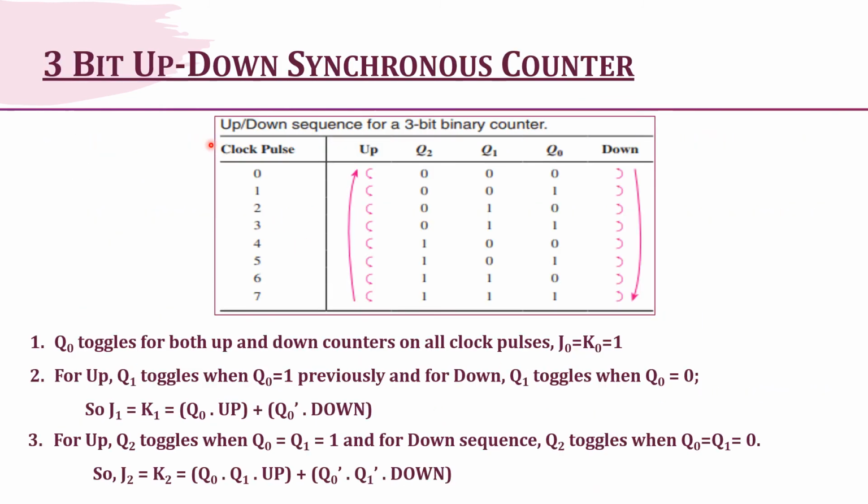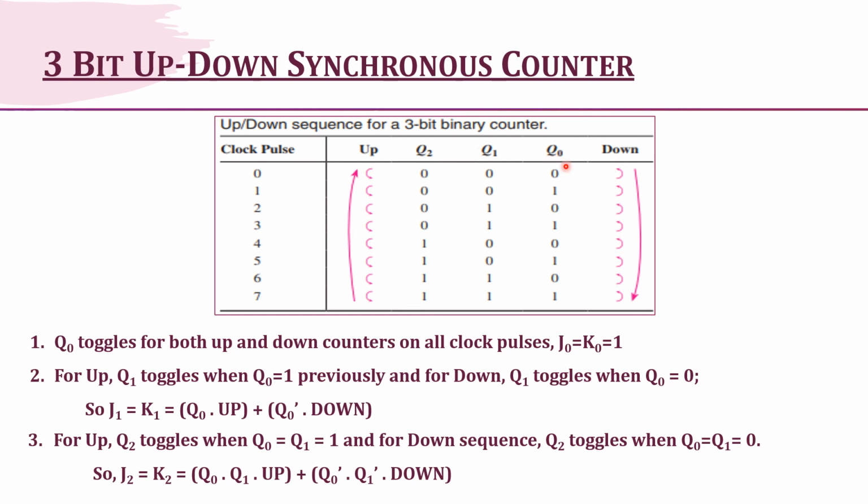Okay, now let's look into a 3-bit up-down synchronous counter. Since it is a 3-bit counter, how many flip-flops are there? Of course, 3 flip-flops are there. From these 3 flip-flops, how many outputs will be generated? 3 outputs will be generated. What are they? They are Q2, Q1 and Q0.